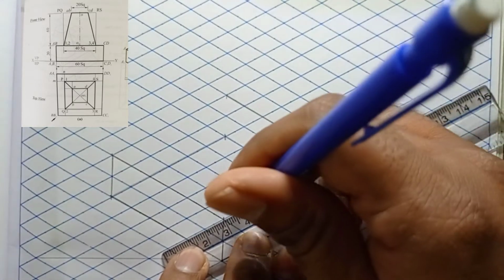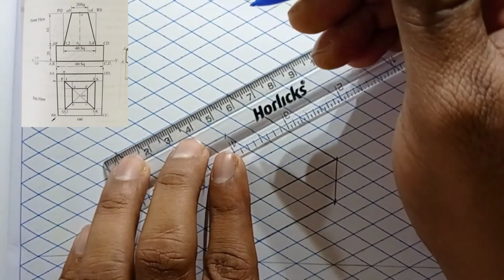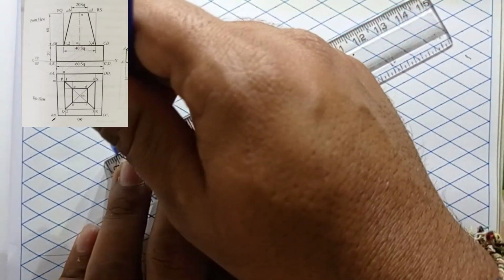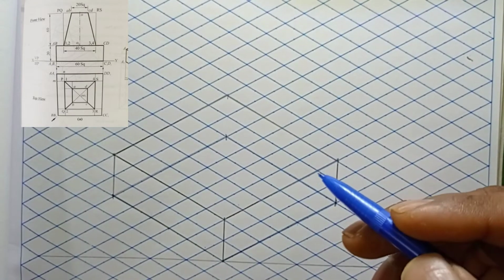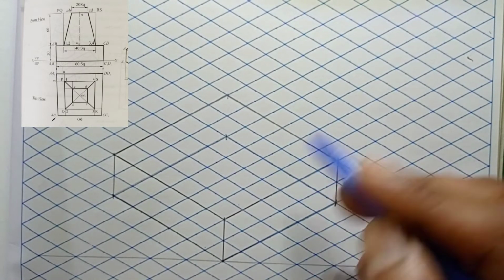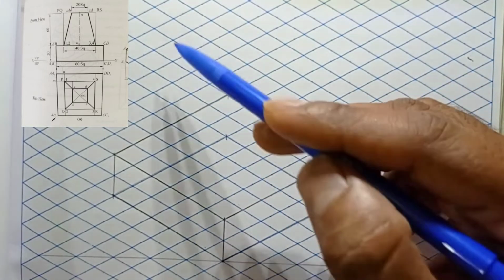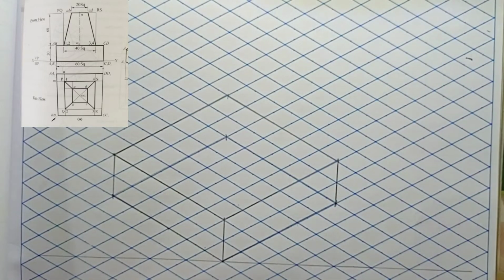So now it is easily visible. The square slab has sides of 60 and a height of 20. Now, at the center you have to place the frustum of the square pyramid.